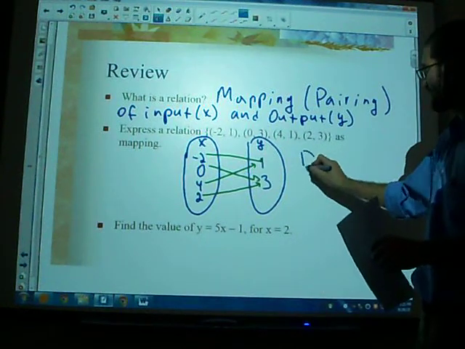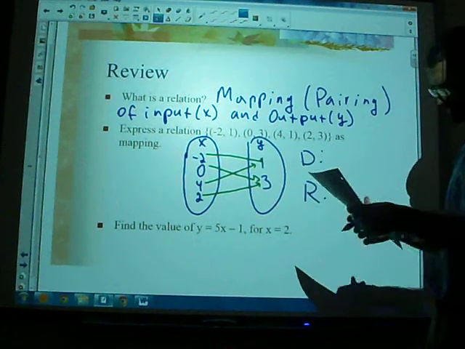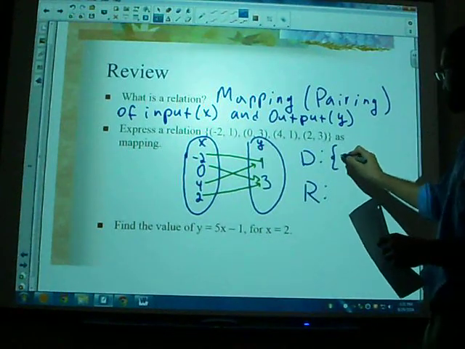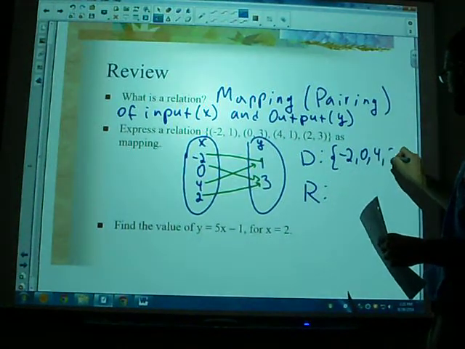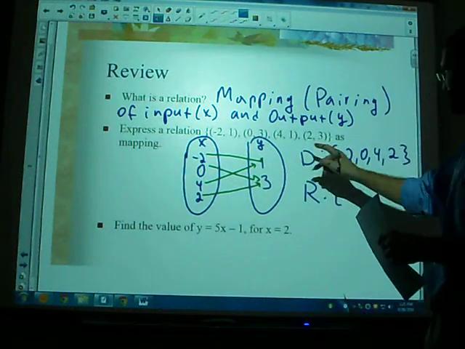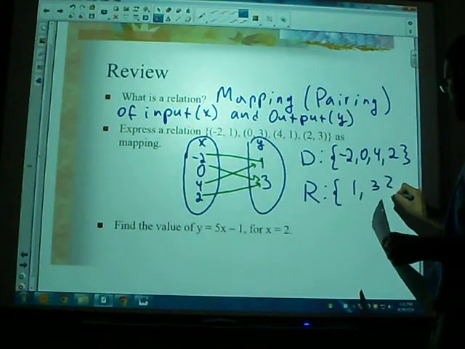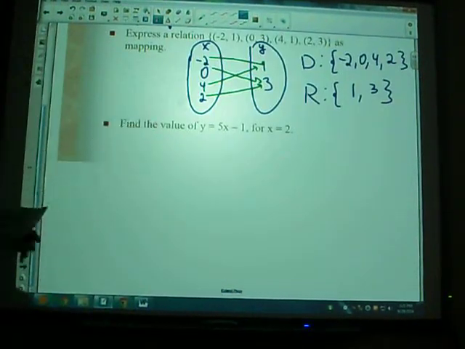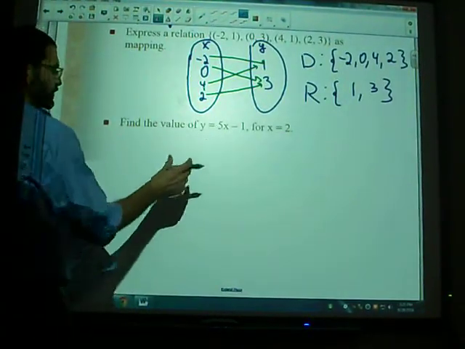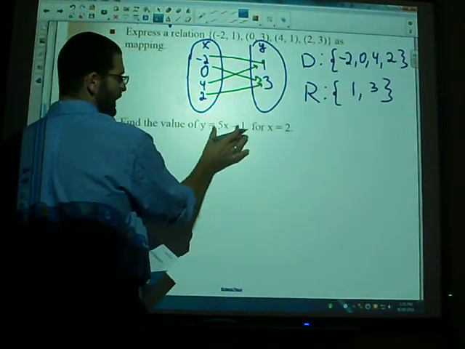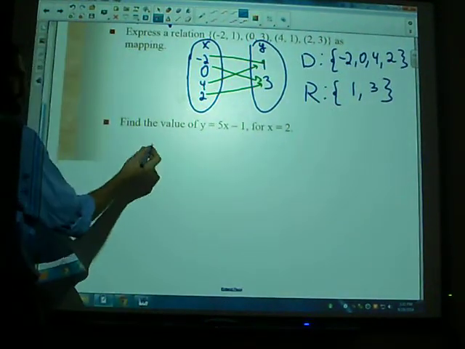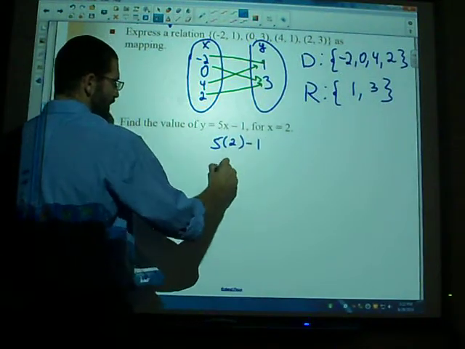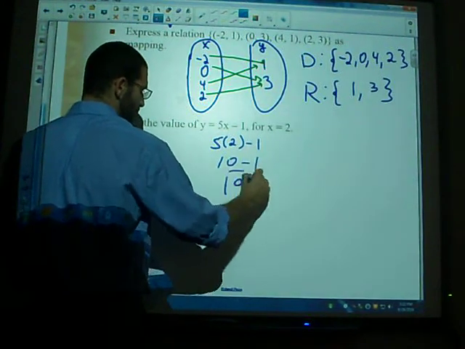Also remember that we can write domain and range for this relation. Domain would be all the x values without being repeated, and range will be all the y values without being repeated. Also, let's remember something from the previous sections: how to find the value of y equals 5x minus 1 when x equals 2. To do that, you just have to substitute 2 instead of x, and you get 10 minus 1, which is 9.